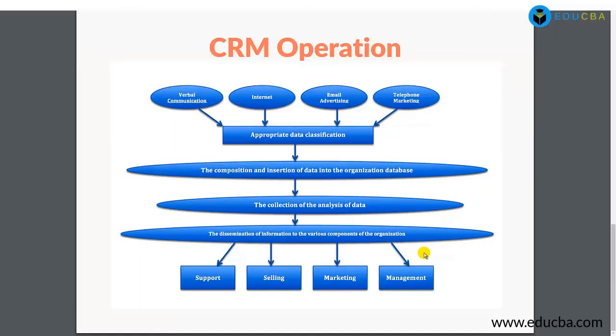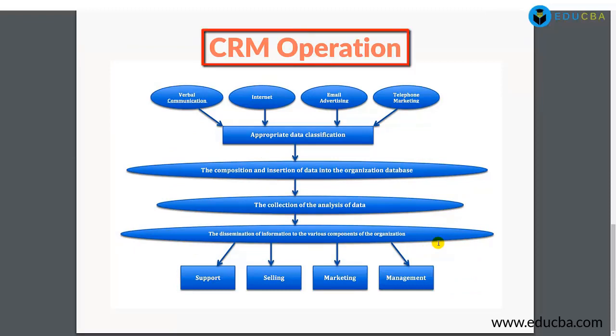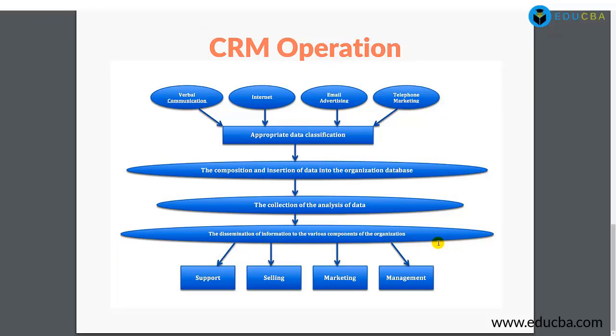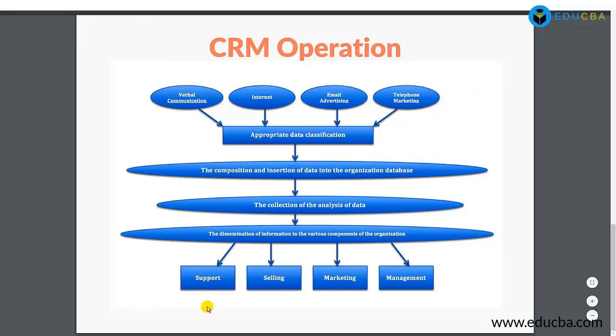Let's have a look at how a CRM actually operates when we put things on the map. This is a nice graphic that I got from Wikipedia. Now, CRM operation, how it operates. Effectively this is the input side and this is our team side, the backend side. The input side can be verbal communication, the internet, email advertising, or telephone marketing.